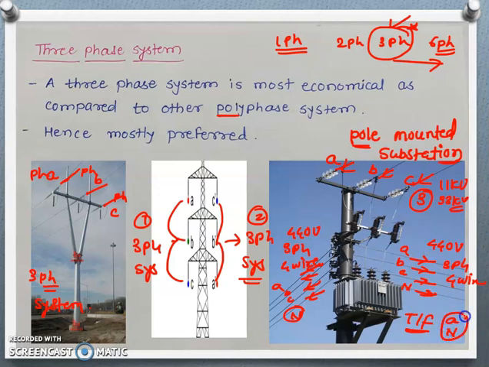This forms a single phase supply to one consumer. Suppose we have the second consumer, then select second B phase and N. This forms a supply to a different consumer. Okay, in that way we can get a single phase supply from this incoming 3-phase supply with the help of this pole mounted substation.